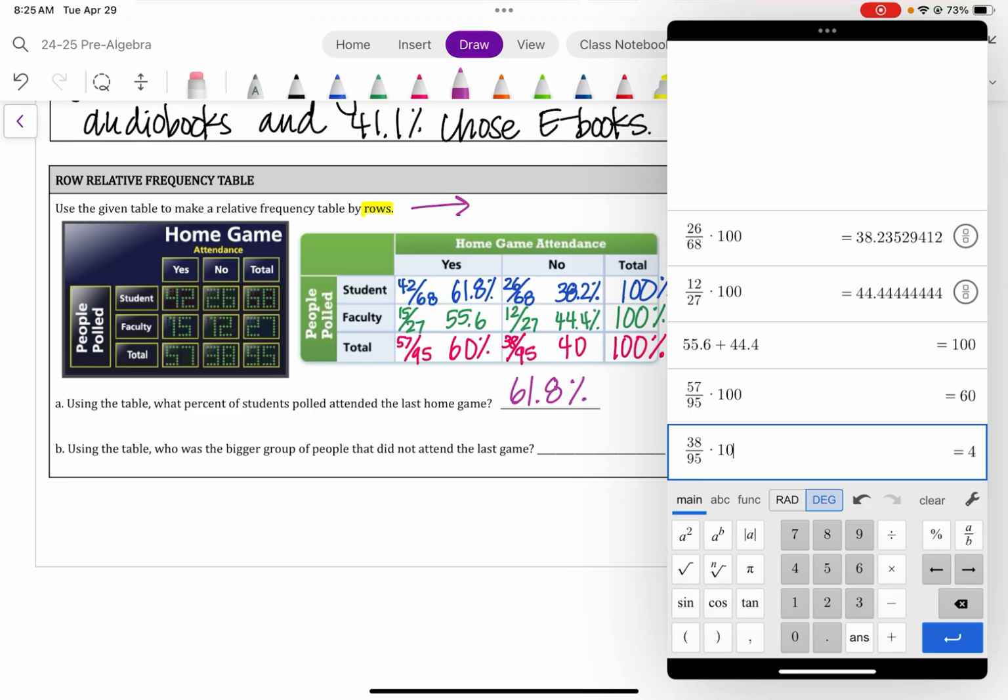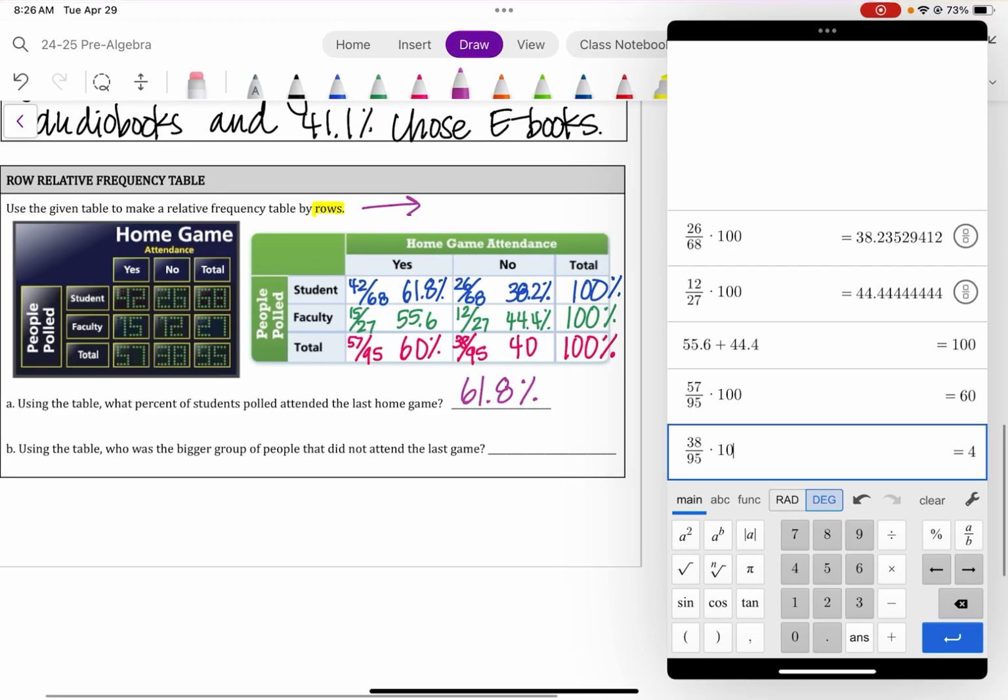Using the table, who was the bigger group of people that did not attend? So go to the no, and it looks like the faculty had less people go. Oh, no. Yeah, the faculty had a higher percentage of people not attend.